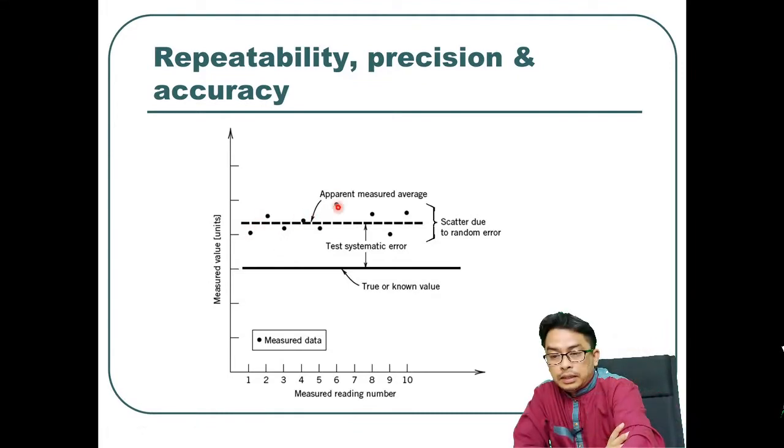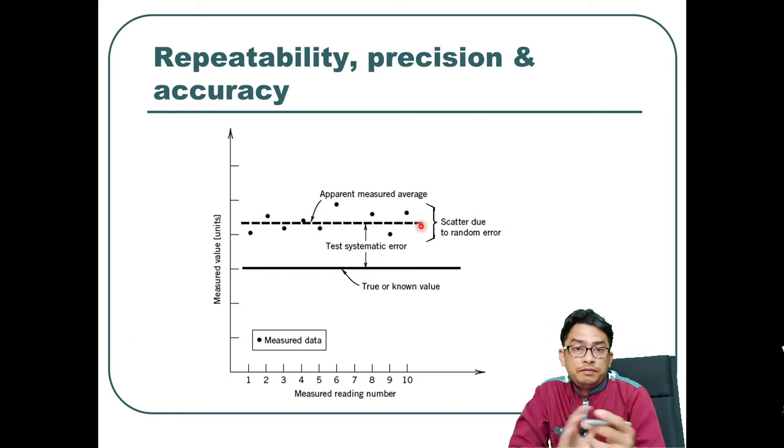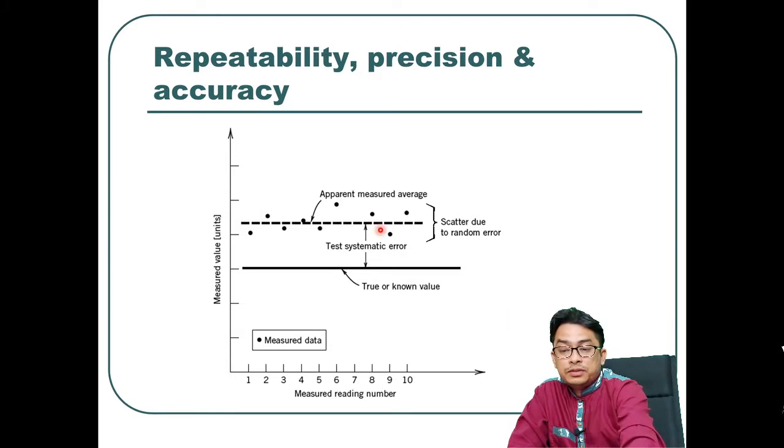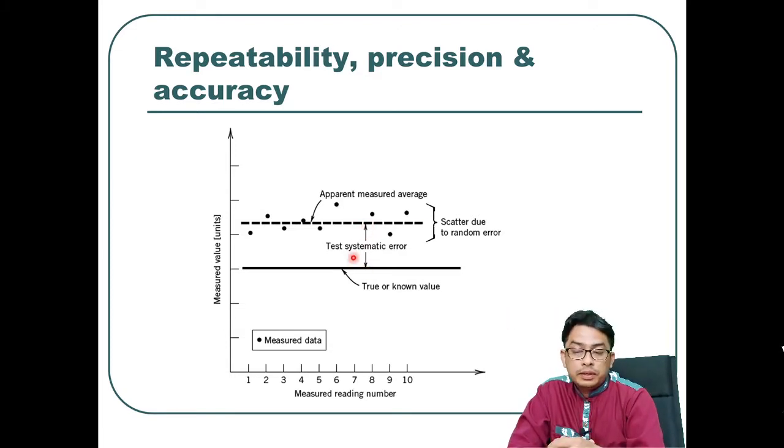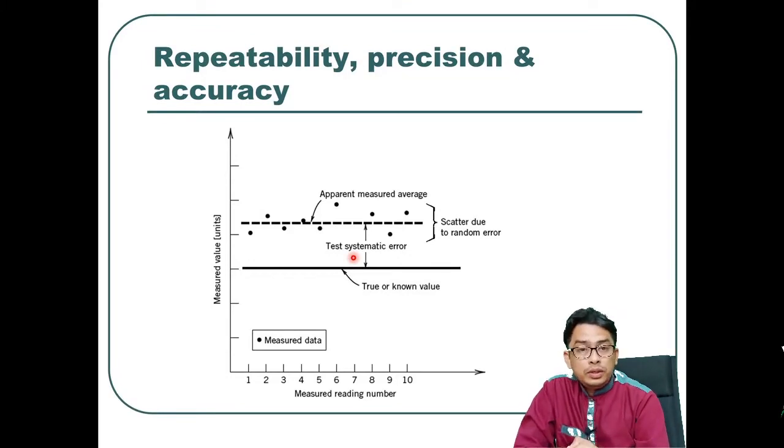Data here is scattered, due to the random error, due to noise. It will give a scattering effect, but in terms of average, it will average to one value here. But if the measurement also has systematic error, it will give some offset value from the true value. So this is similar to the discussion when we discussed noise and interference. Basically, systematic error is due to the interference, and random error is due to the noise.